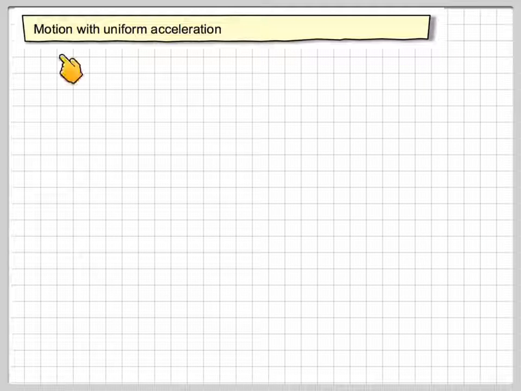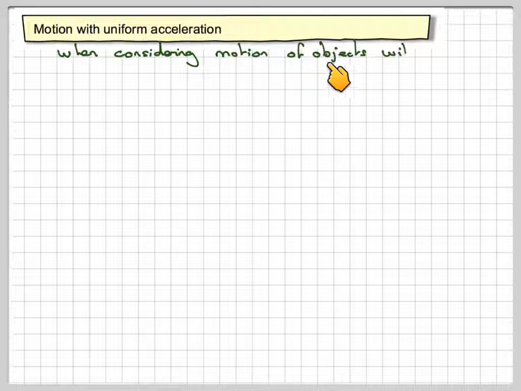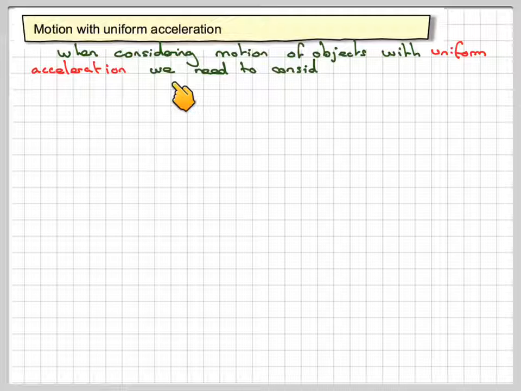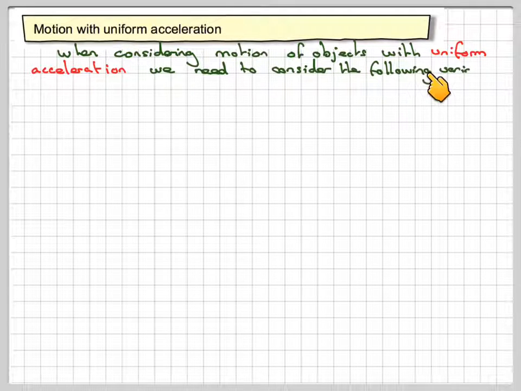Right, in this video we're going to look at motion with uniform acceleration and derive some formulae. These formulae are very important. So when considering motion of objects with uniform acceleration or constant acceleration, we need to consider the following variables.